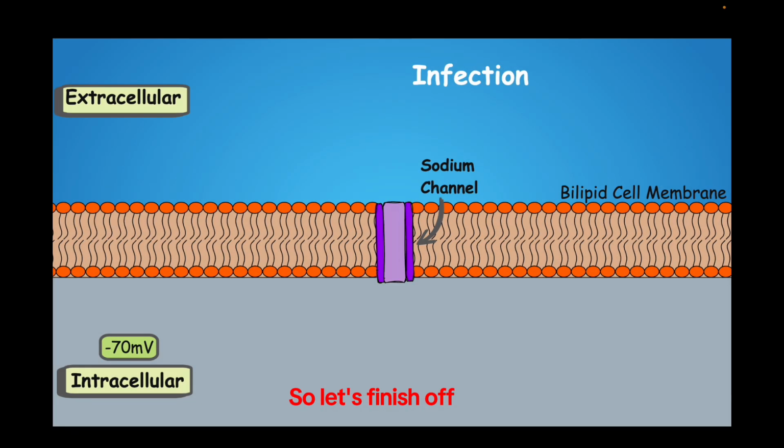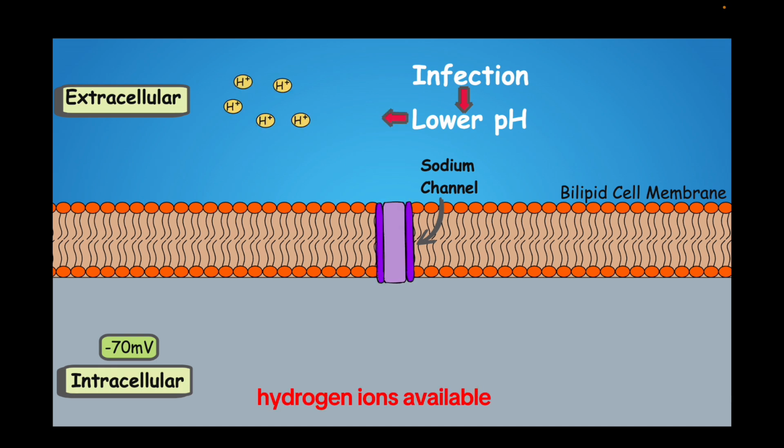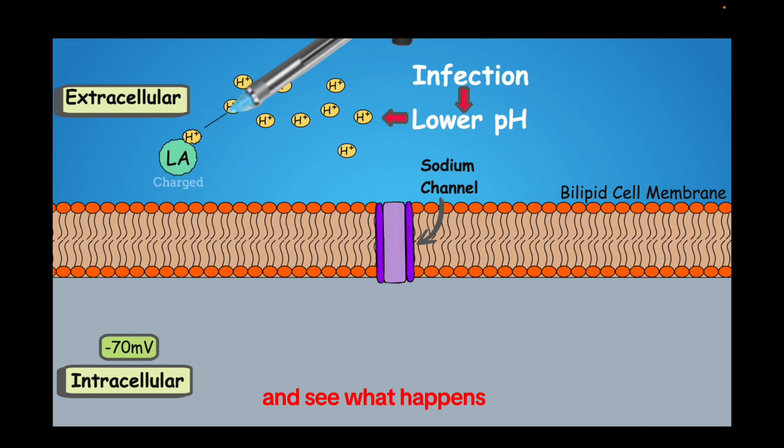So let's finish off by looking at how the presence of infection at the injection site affects this process. Infected tissues have a lower pH, which means they are more acidic than healthy tissues. The pH of infected tissue can drop from the normal physiological pH of around 7.4 to as low as 5 to 6. In a more acidic environment, there are more hydrogen ions available. So now let's inject into this tissue and see what happens.